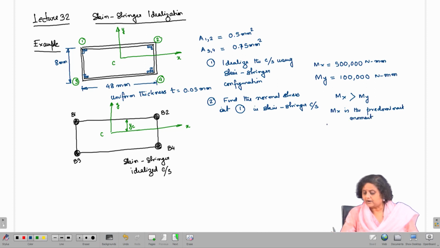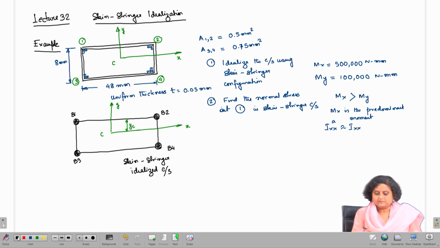So, I will try to make the Ixx of the idealized or approximated cross section as close as possible to the actual Ixx of the cross section. We have already made this assumption in the earlier theory that we have discussed. Now, using the same theory, let us try to find out the area of B1.